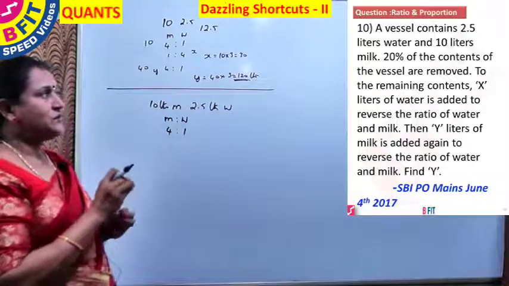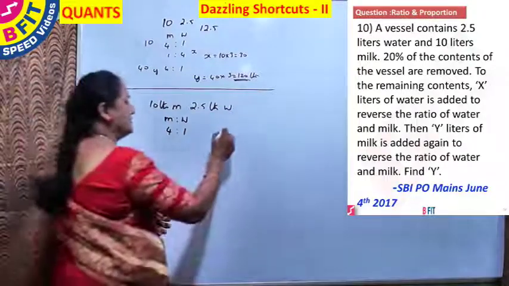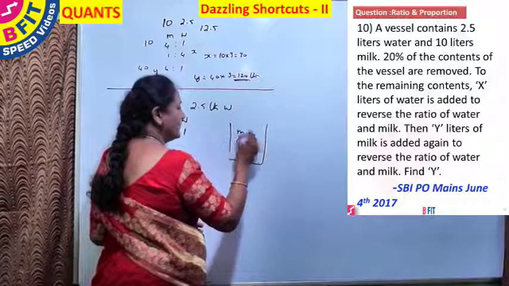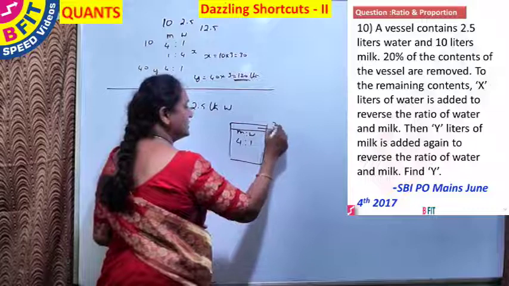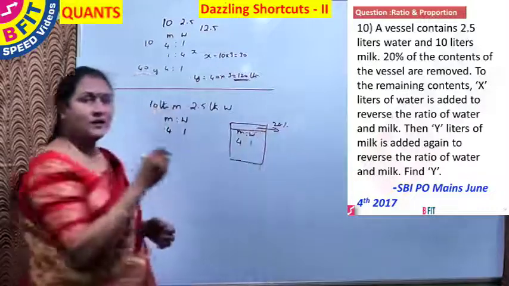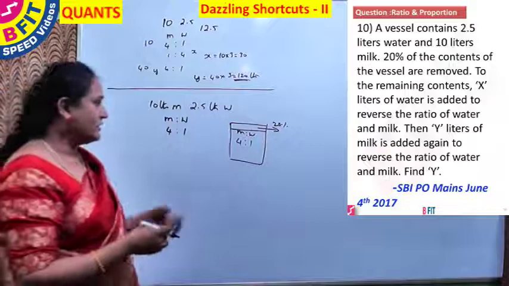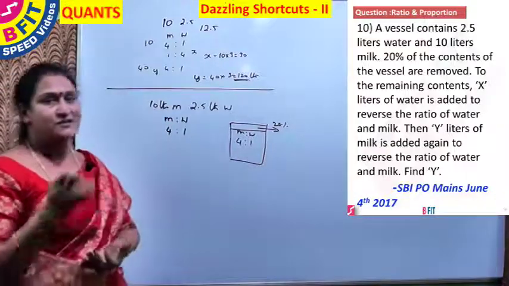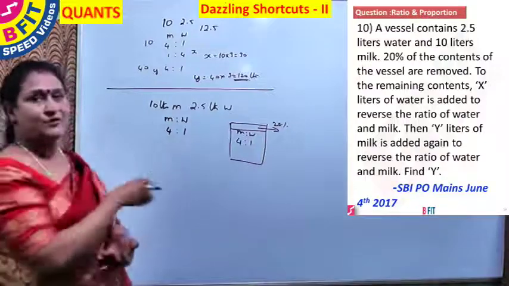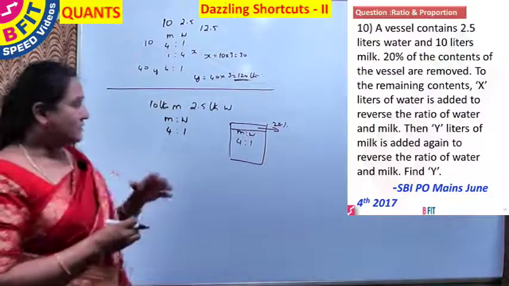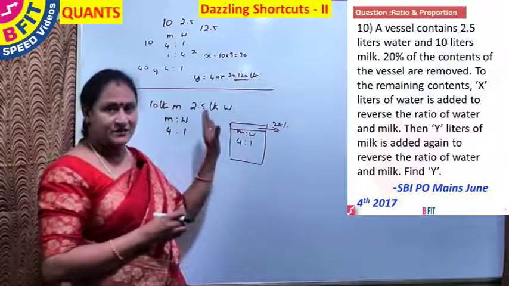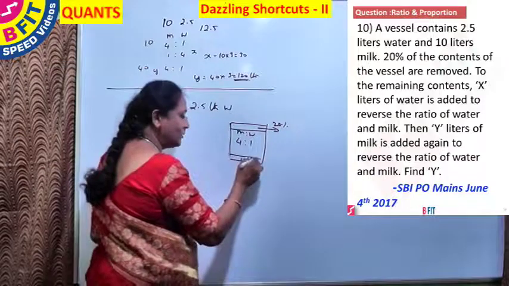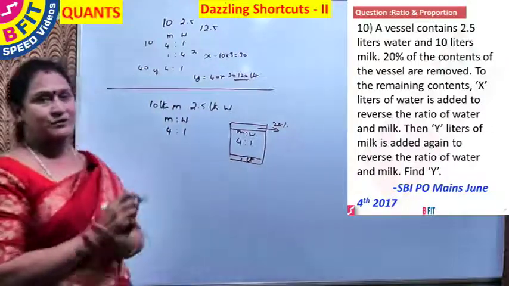From this, 20% of the contents are removed. Suppose we have in this vessel a 4:1 ratio. If a part of the mixture is removed, here they have given 20% of the contents are removed, then in the remaining 80% of the contents the ratio will not change. That is a simple logic which I have applied. Remember, whatever the amount of quantity removed, even if you pour out all the contents and have only 1 liter, the ratio will be the same 4:1.